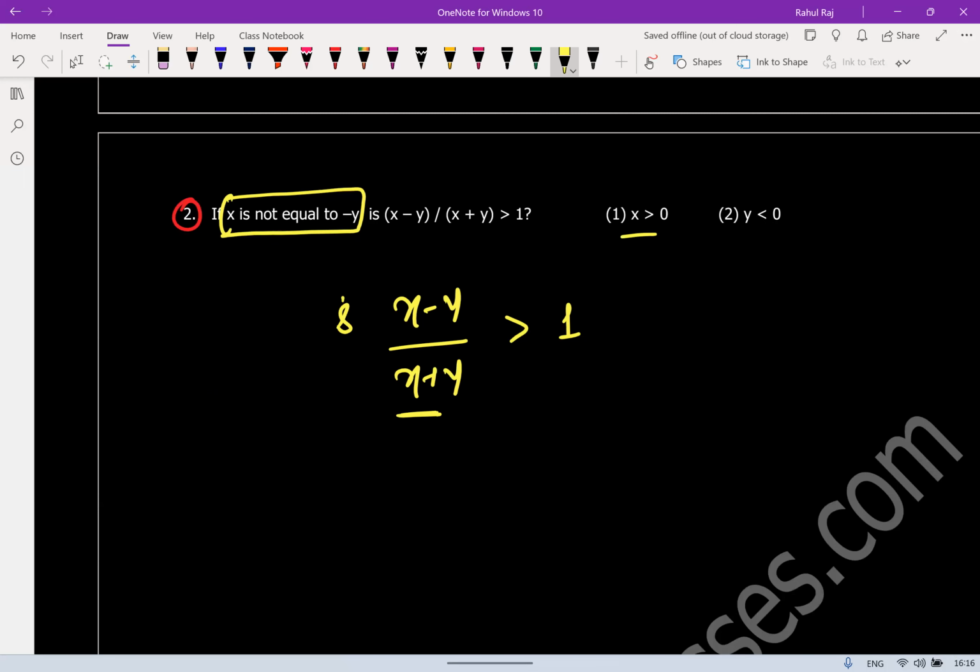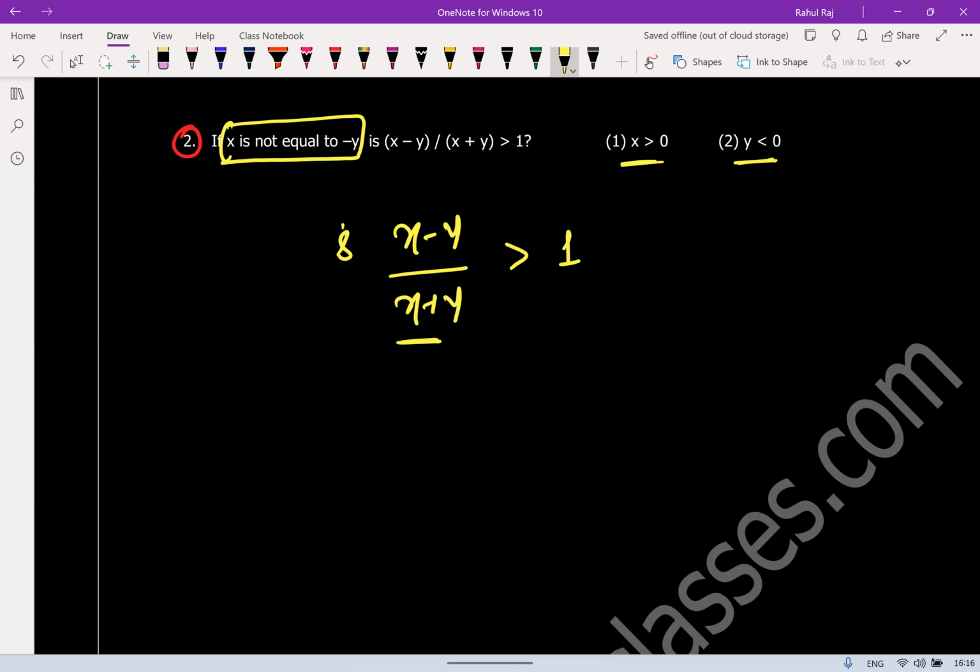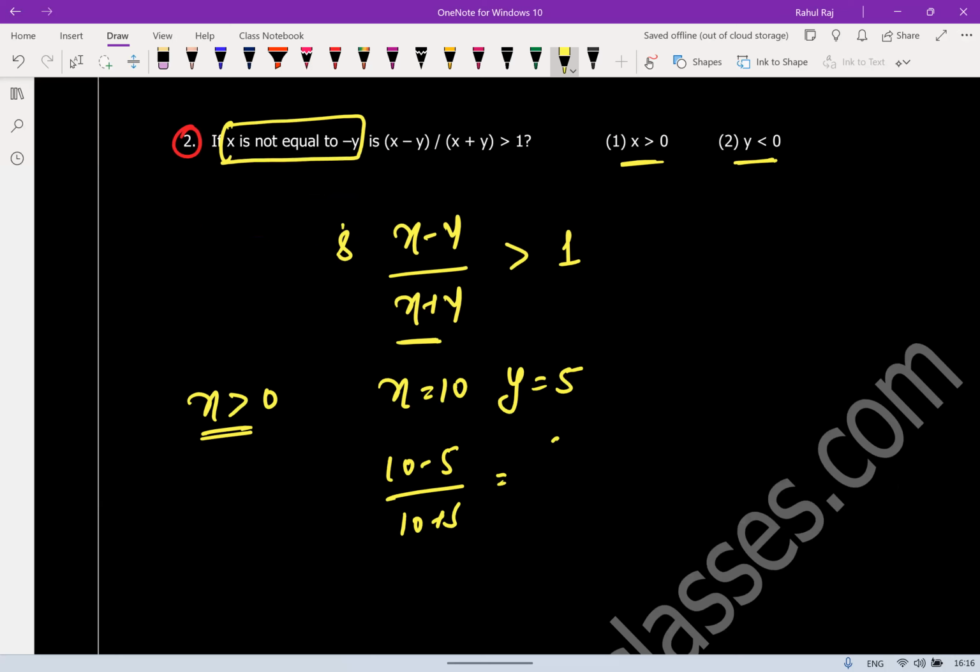Now, look into statement number 1, x greater than 0 and y less than 0. Imagine I'm just doing for statement number 1, x greater than 0. But this doesn't say anything about the value of y at all. So imagine I take x is equal to 10, y is equal to 5. What do I get? x minus y, that is 10 minus 5 by 10 plus 5, that is 5 by 15. That is 1 by 3, which is less than 1. I have a no situation.